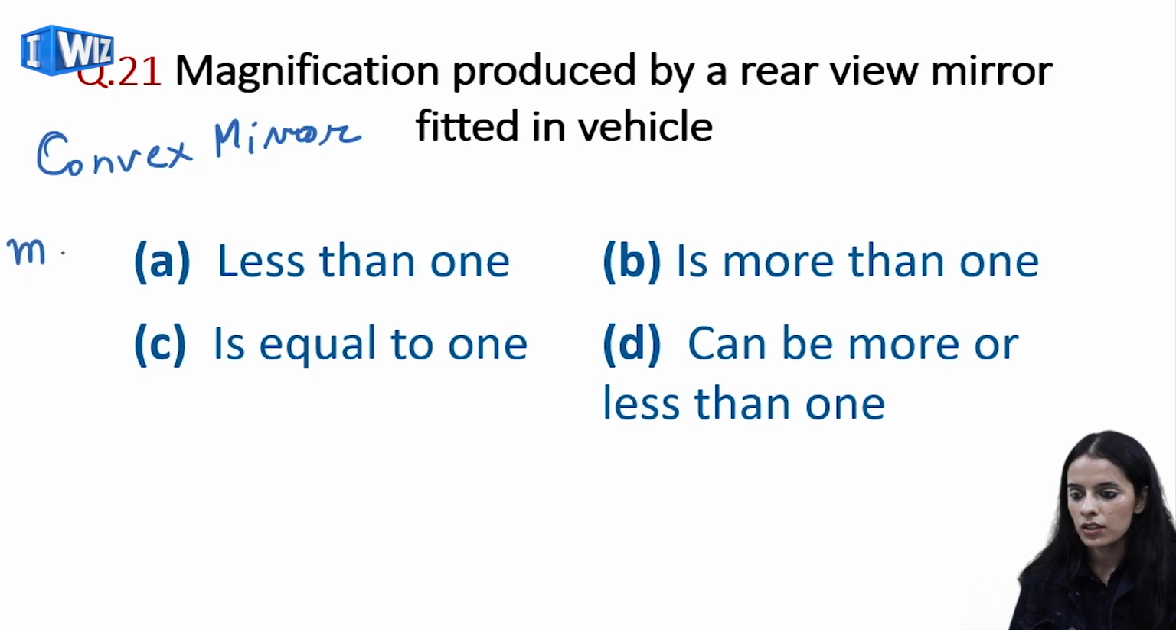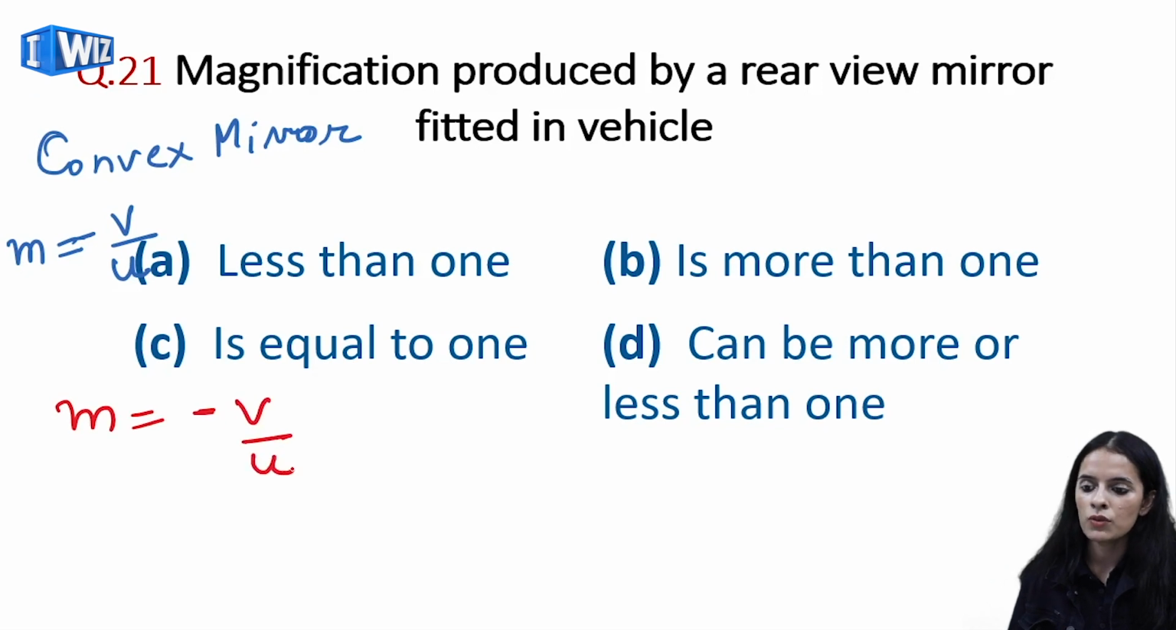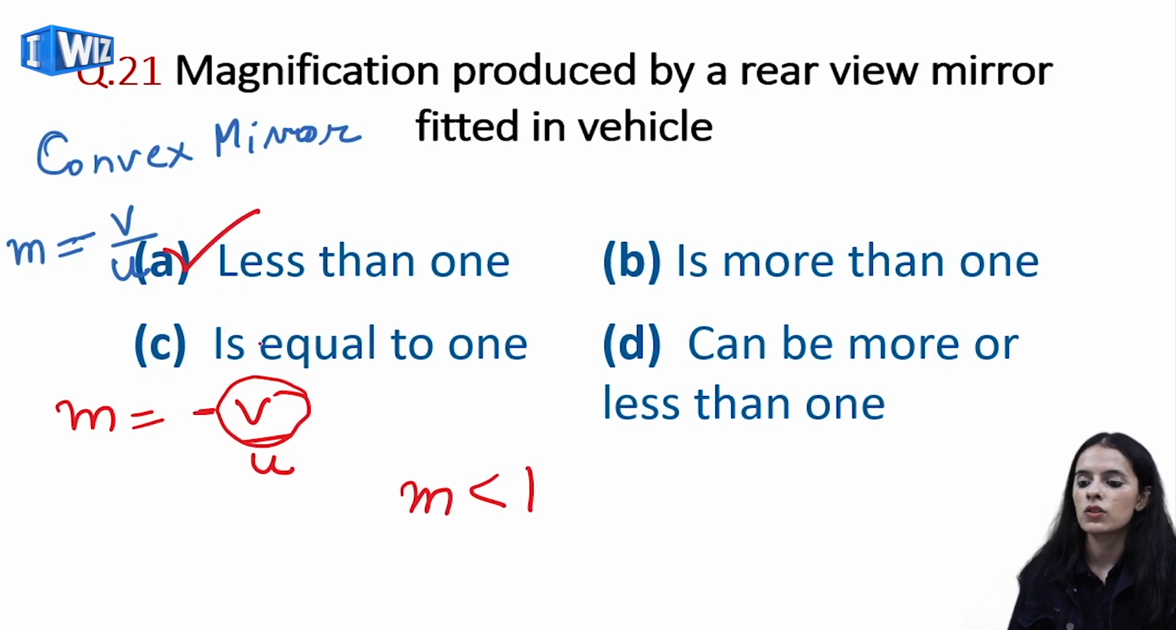As we know that magnification in case of mirror is the ratio of minus v upon u. As convex mirror always produces a diminished or reduced image. So image is already diminished and also it is negative. So what is the value of m? It will be less than 1. So the right option is less than 1, because v is already negative and it is already diminished, small, reduced size. So m will be less than 1. Come to the next question.